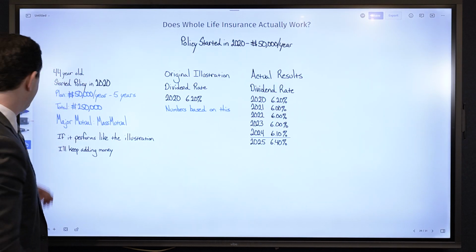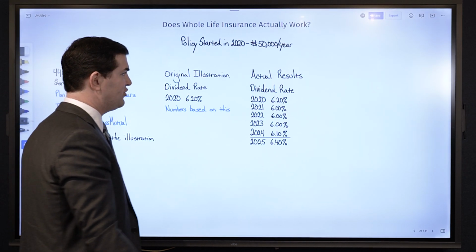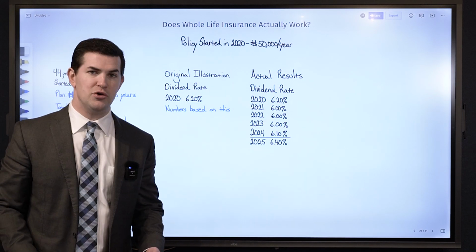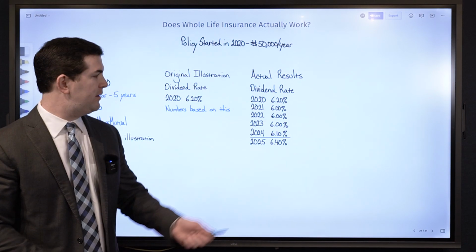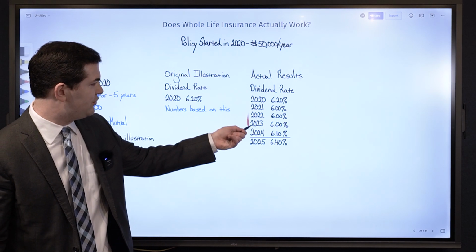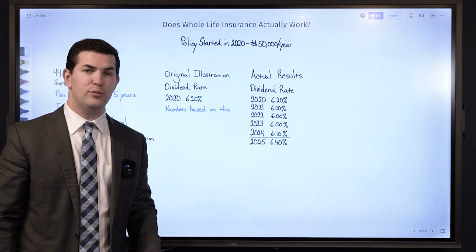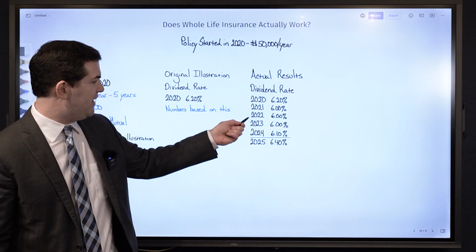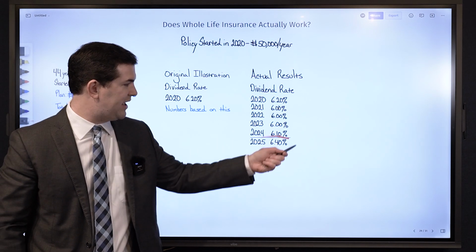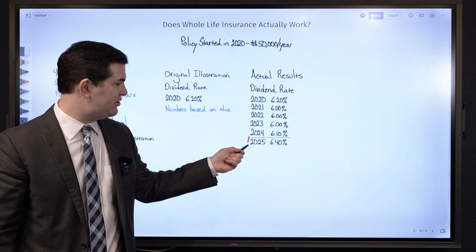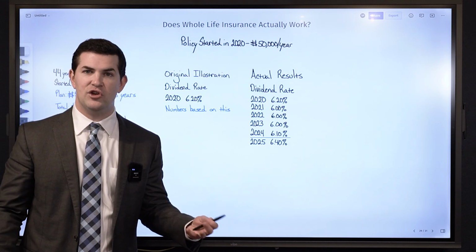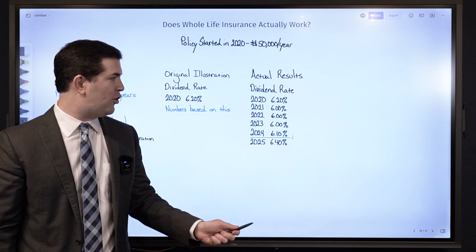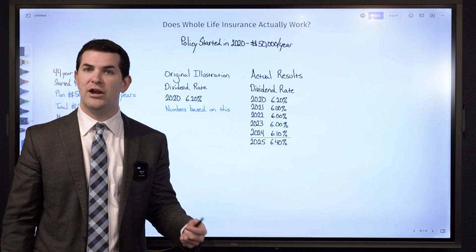First, time has passed and the dividend rate has changed. When she started her policy, the dividend rate was 6.20%. Came down a little bit and stayed down for 3 years, where it was at 6% flat. Not a big adjustment, but it is different. And then 2024 came up to 6.1%, and then this year, for 2025, it's 6.40%. So this will have a slight impact on the performance, but we'll measure the actual results.